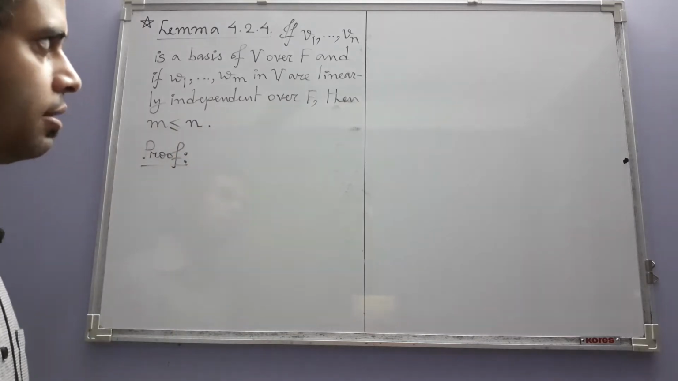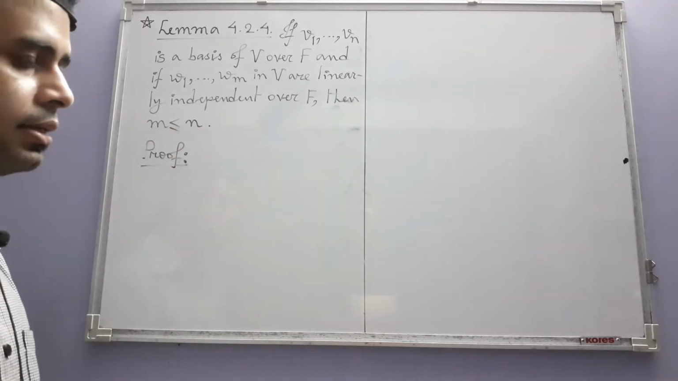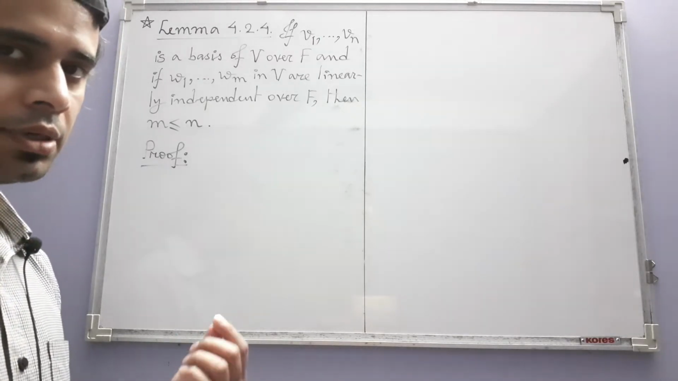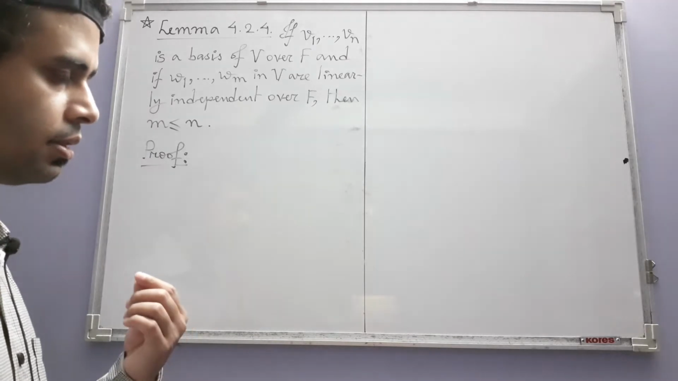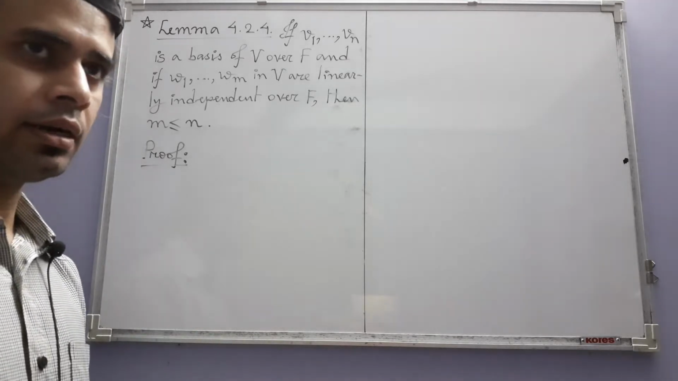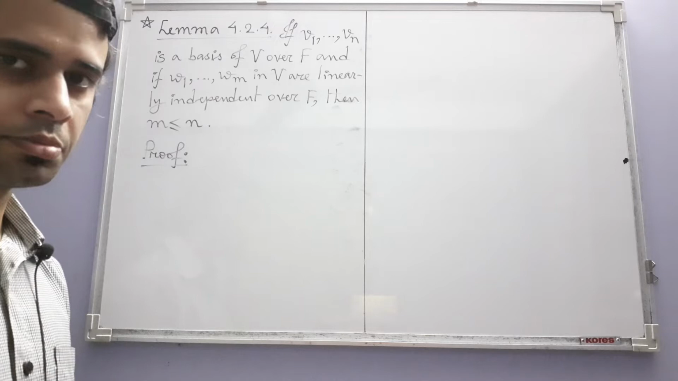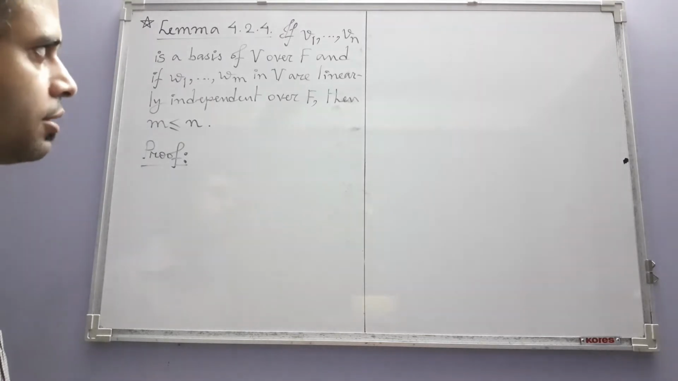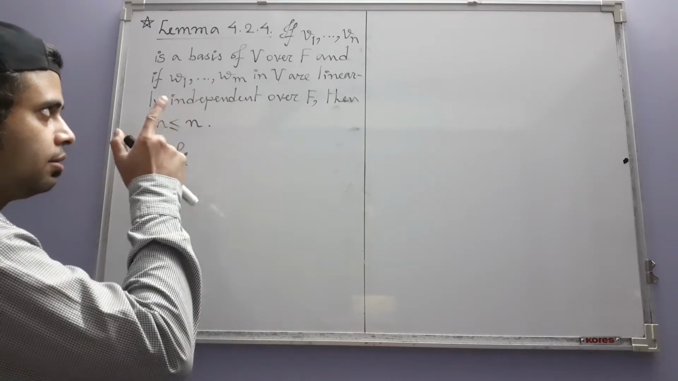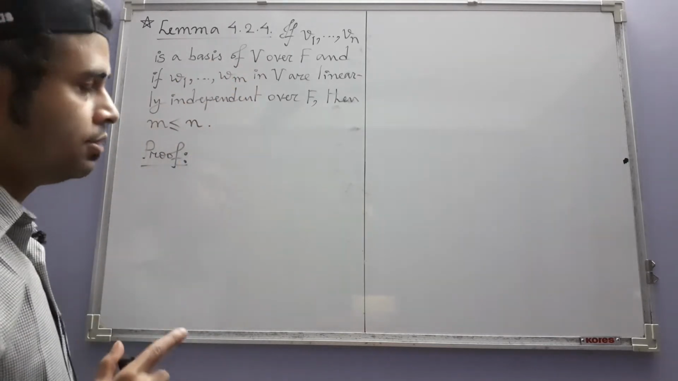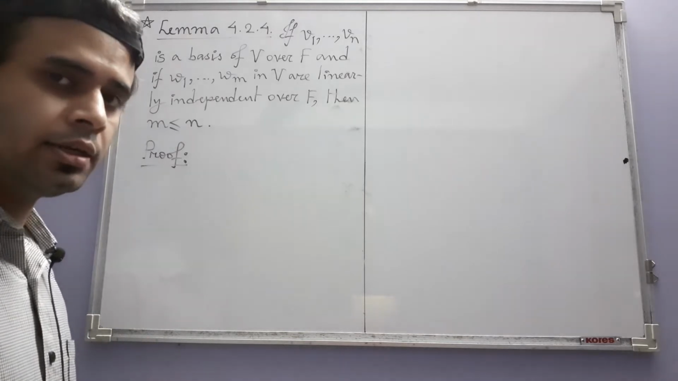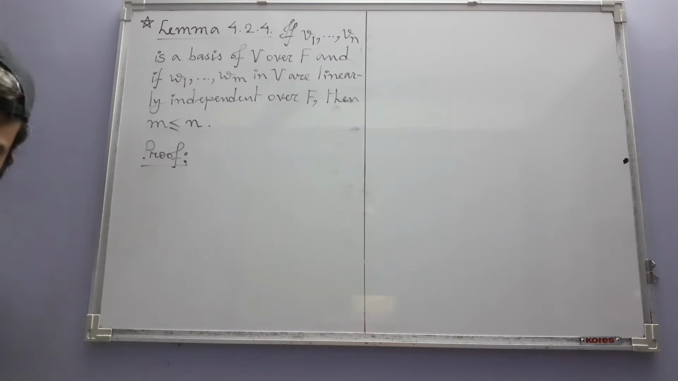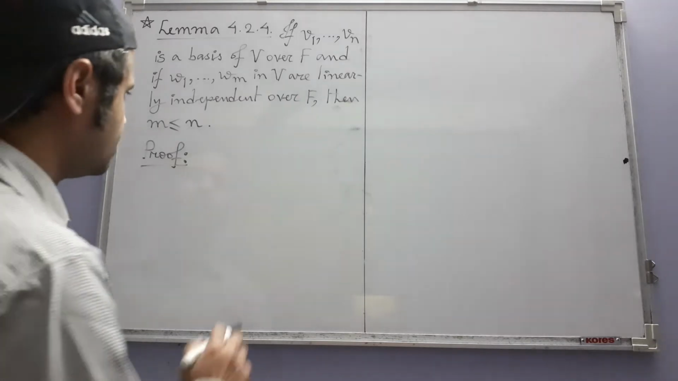That is what this lemma says: if you have a vector space in which n vectors form a basis, then there can be at most n linearly independent vectors in the space that one can possibly find, not more than n. In particular, for example, in this vector space V, you cannot find n plus 1 linearly independent vectors. That is not possible by this lemma. So let us see the proof.